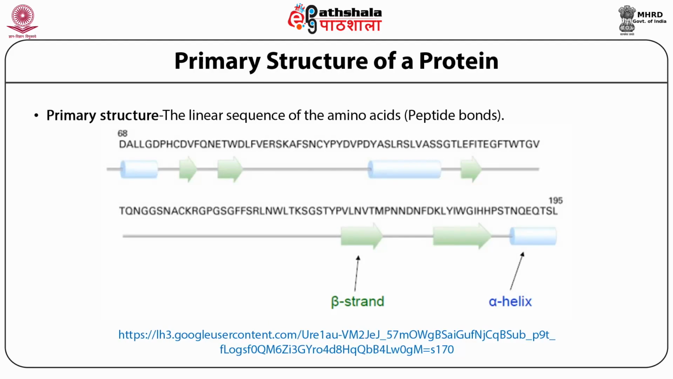Now come to the primary structure of protein. The primary structure of a polypeptide is its amino acid sequence. The amino acids are connected via peptide bonds. The primary structure determines the higher levels of structural organization, as you can see in the figure, where alpha helices and beta strands travel through the linear structure of amino acids.